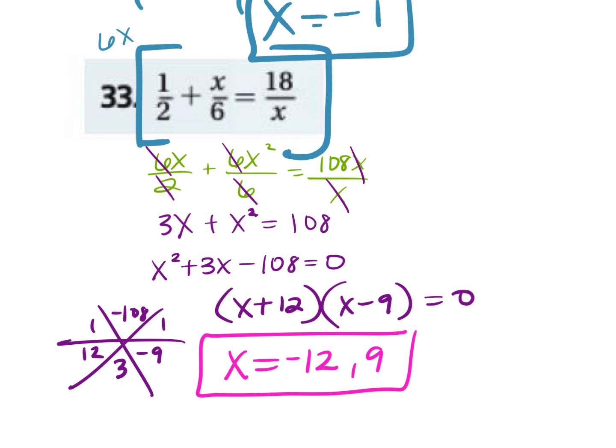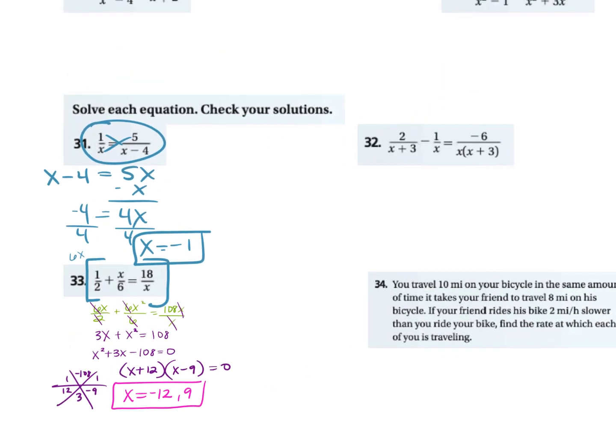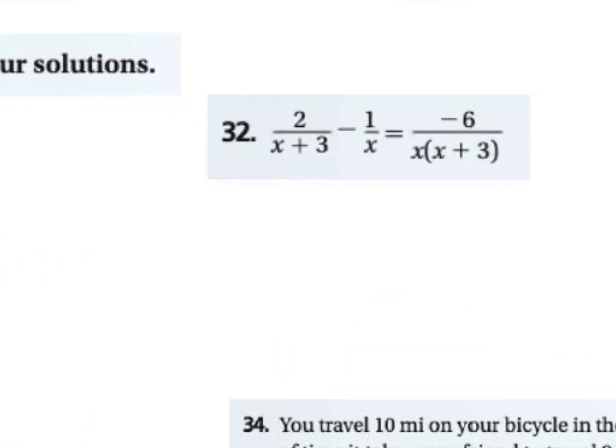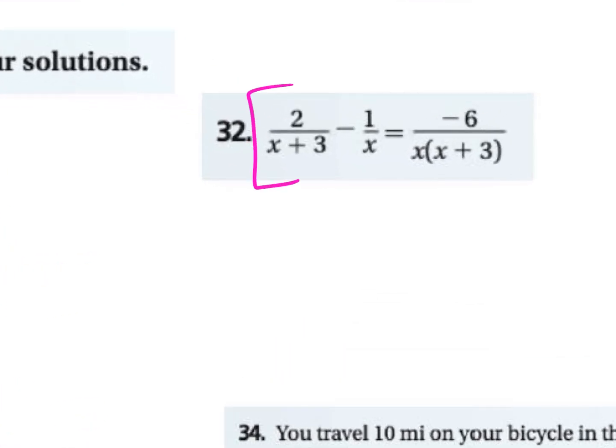On 32, would you multiply everything by x squared times x plus 3? Not x squared, just x times x plus 3. So take this whole thing. This can be your LCD, x times x plus 3. I mean, if you turned that into x squared plus 3x, that would be fine too, but that is going to require way more work in the end.